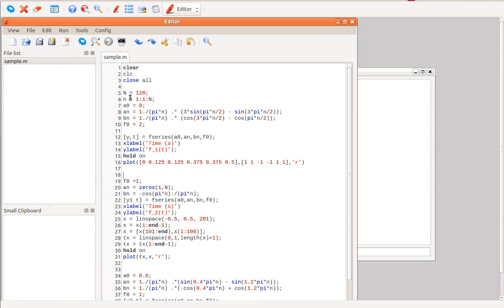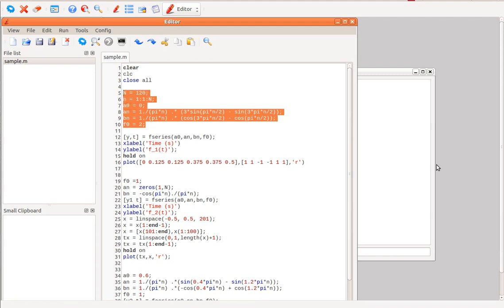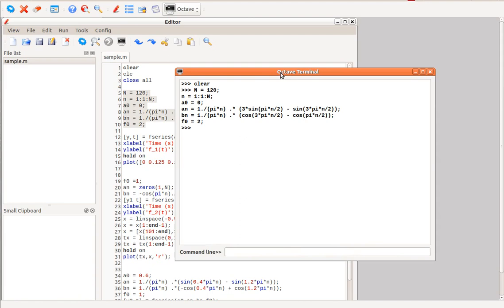So I've got here capital N, which represents the total number of coefficients that I'm going to compute. In this case, I've chosen a very large number of 120 coefficients. So in evaluating an and bn, I'm going to get 120 values. That's basically the first 5 lines of code right here. And of course I declare f0, which was equal to 2. We saw that from the question. So I'm just going to run this piece of code.